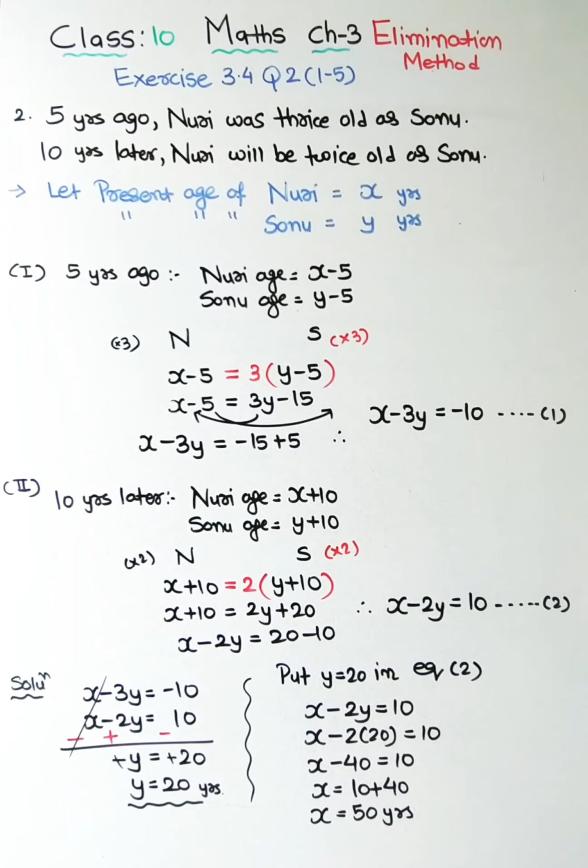So you see, we have got both the ages. Age of x, that is Noori. Noori's present age is 50 years and Sonu's present age is 20 years.